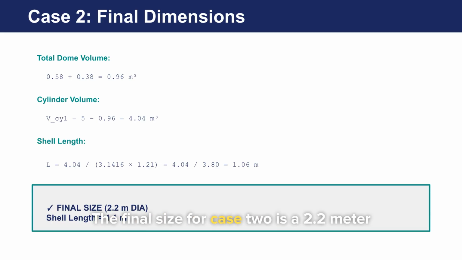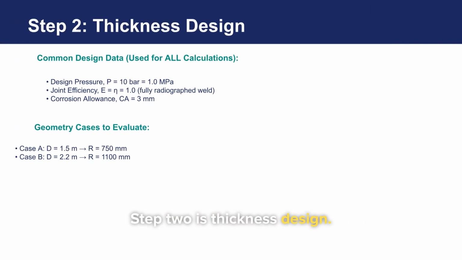The final size for case 2 is a 2.2 meter diameter with a shell length L equals 4.04 divided by 3.1416 times 1.21 equals 4.04 divided by 3.80 equals 1.06 meters, or approximately 1.1 meters. Step 2 is thickness design.